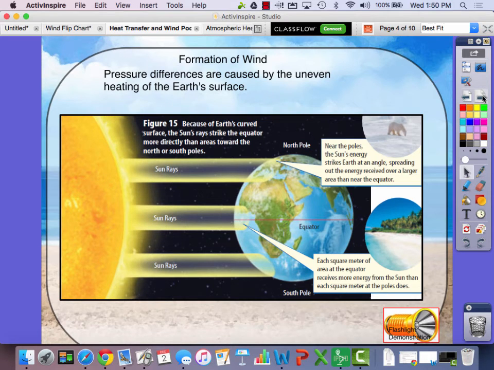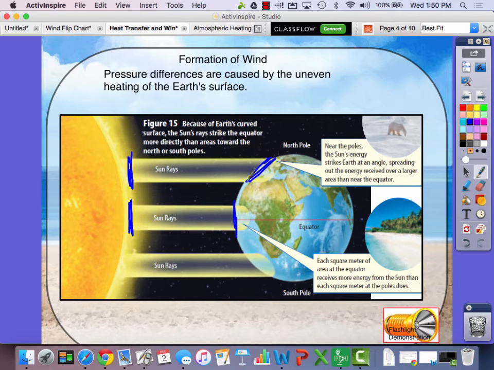All right, so that leads us to wind. Now, wind is formed through pressure differences that's caused by uneven heating of the Earth's surface. So the big takeaway picture here, if you notice on the diagram here, we've got the distance between the sun and the Earth at the equator. Well, that's much shorter than the distance between the sun and the Earth at the poles.